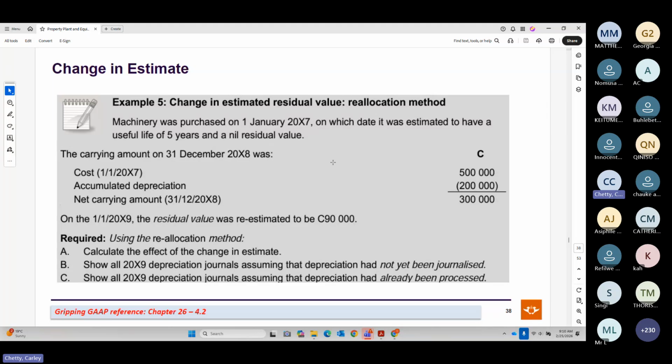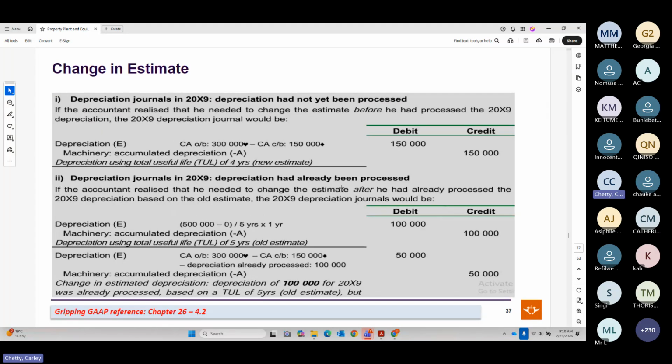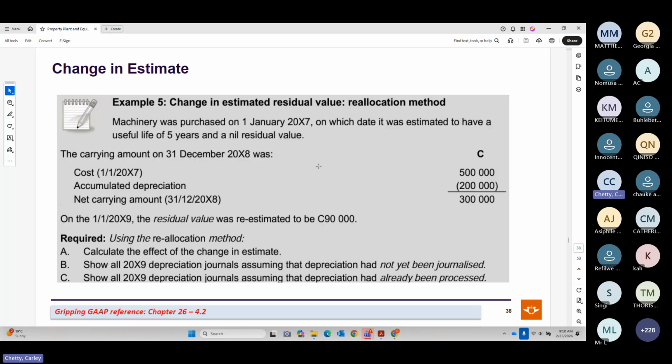And then let's have a look. So this example dealt with a change in useful life. Now, example 5 is going to deal with a change in estimated residual value using the reallocation method. So machinery was purchased on 1 January 20x7. On this date, it was estimated to have a useful life of 5 years and a nil residual value.